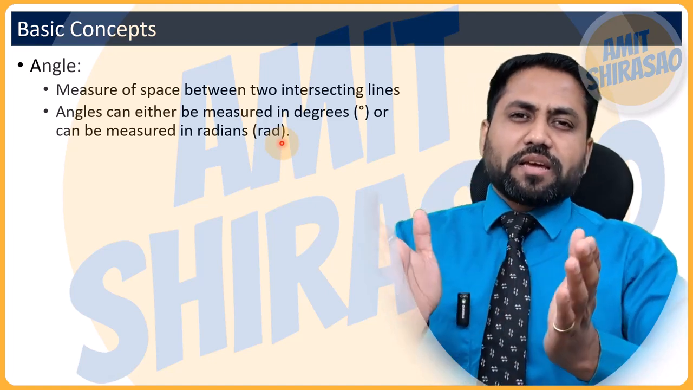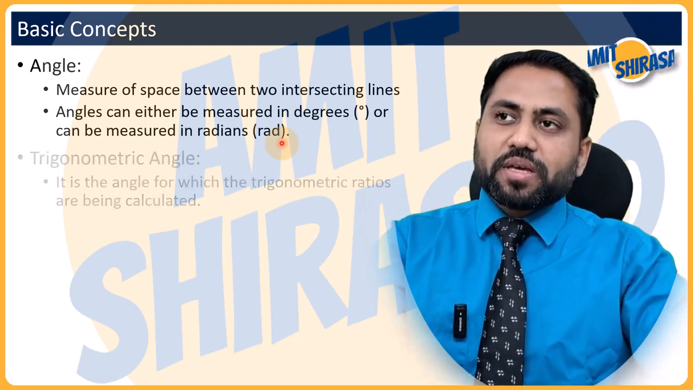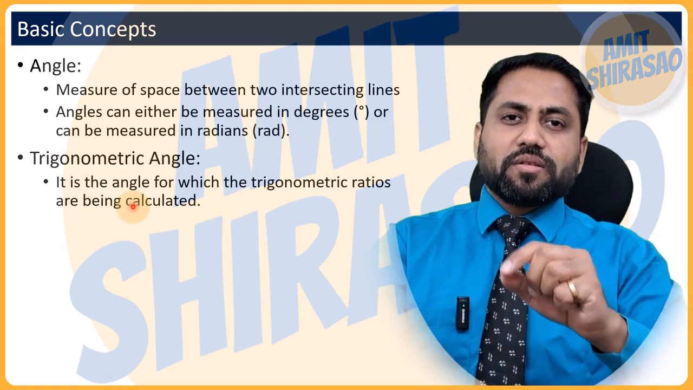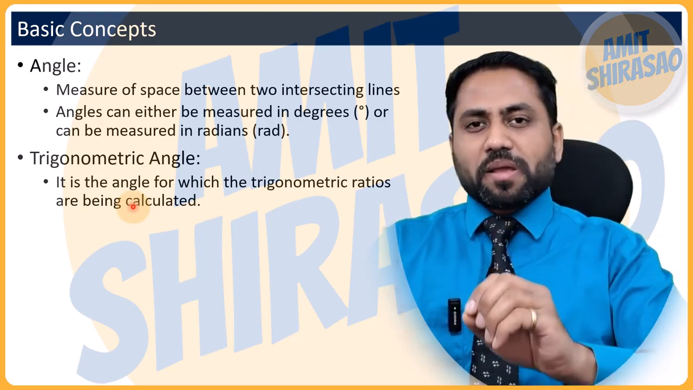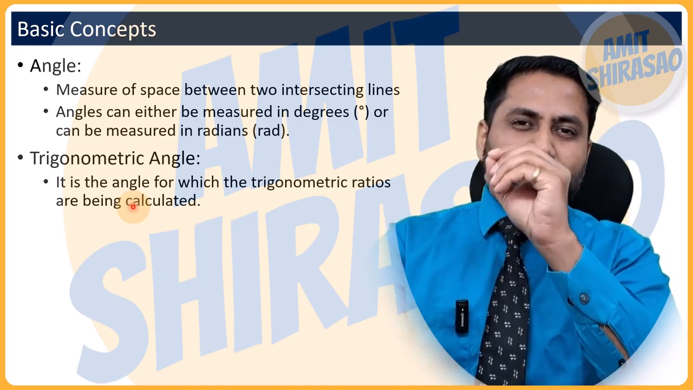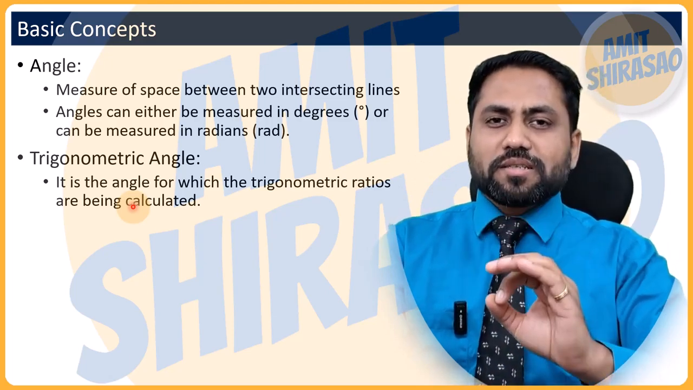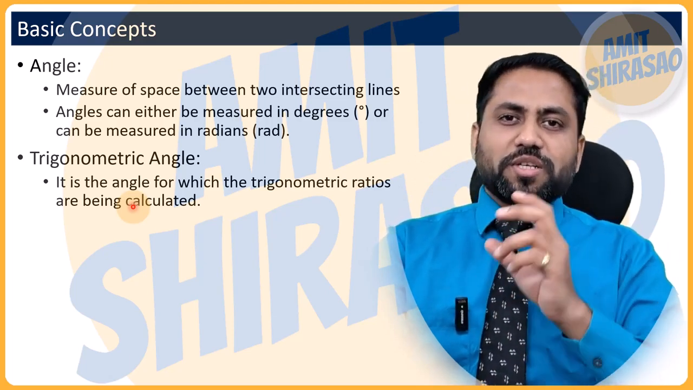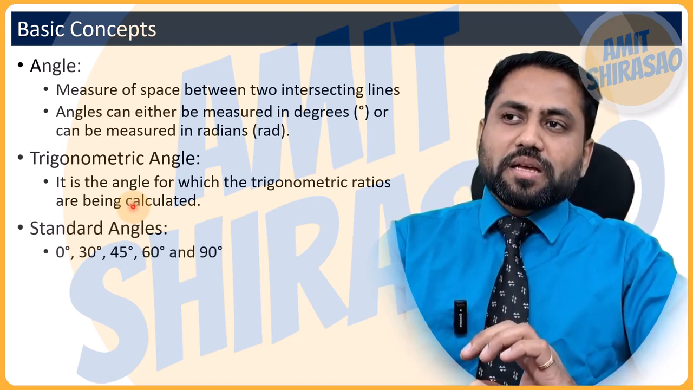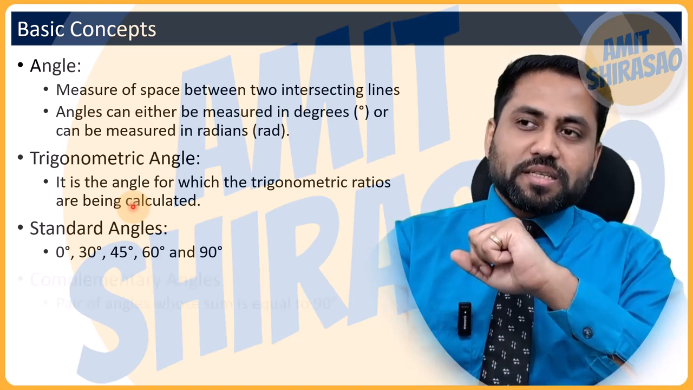Again, acute angle means an angle lesser than 90 degrees. Obtuse angle means an angle greater than 90 degrees. Trigonometric angle means whichever angle is under consideration while doing trigonometric discussions. Normally you draw a triangle, you write theta over there, right? A theta is basically a trigonometric angle. What are the standard angles? 0, 30, 45, 60, and 90 degrees.